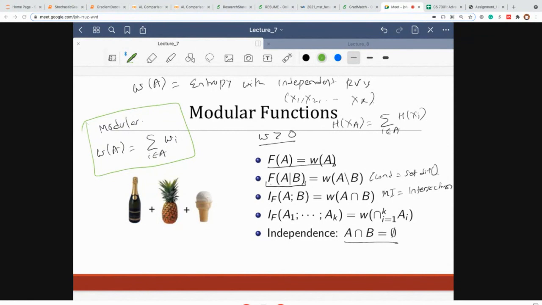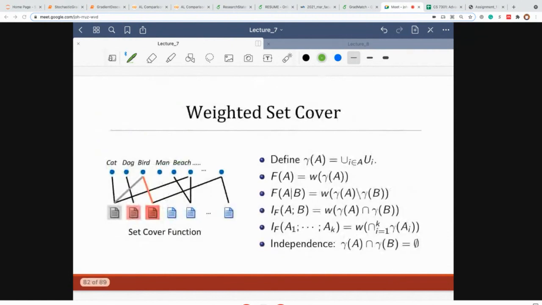If f then would, yes, you're right. So if A and B are disjoint, then f of A conditioned on B would be nothing but equal to f of A, right? Because the set difference A minus B would be A, because B doesn't contain anything that is in A. Yeah, you're right. So the question basically is that if A intersection B is equal to the empty set, then f of A given B is equal to f of A, right? Okay.